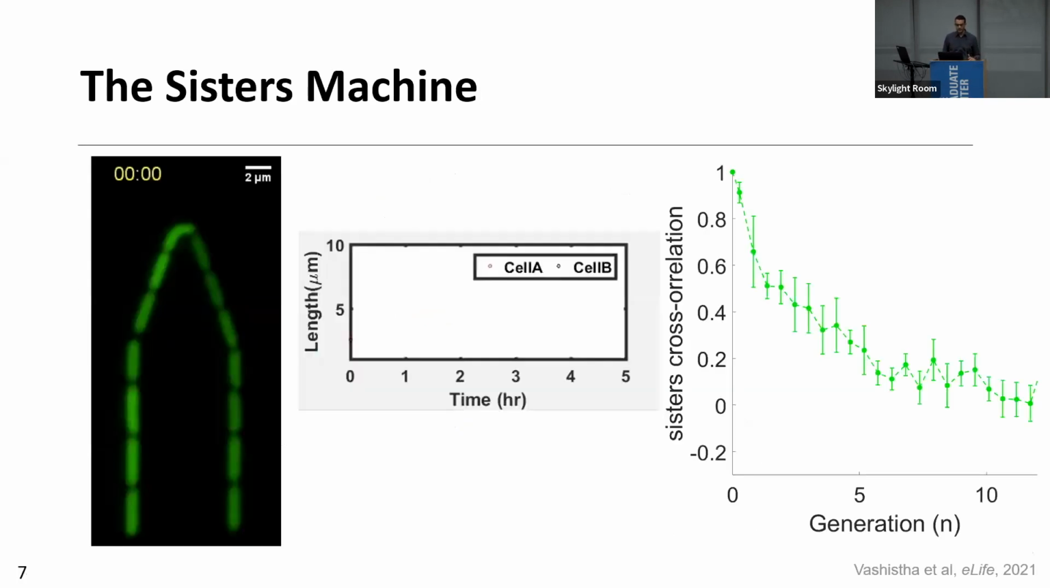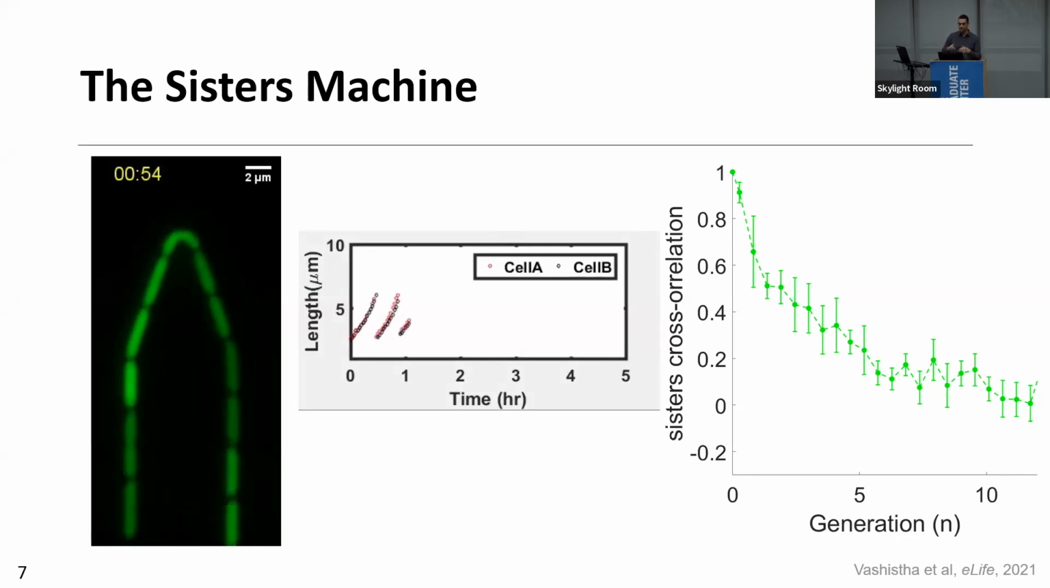However, a few years ago, another microfluidic device was invented called the Sisters machine. In the Sisters machine, instead of having a mother cell in a rod-shaped trap, you now have a mother cell that's trapped at the tip of the Sisters machine. Then it divides into two sisters, with each side of the trap now having its own dynamics.